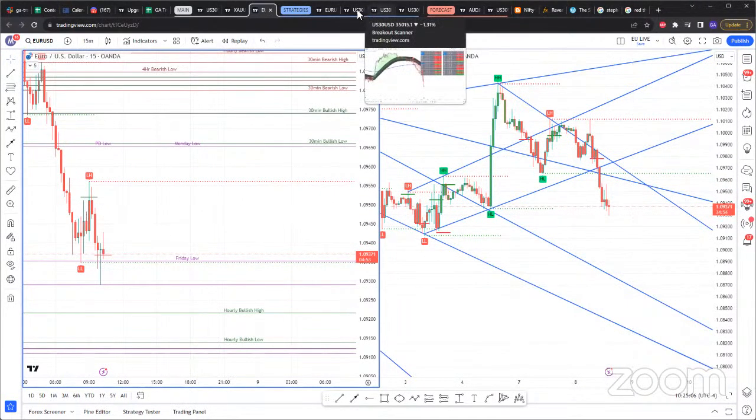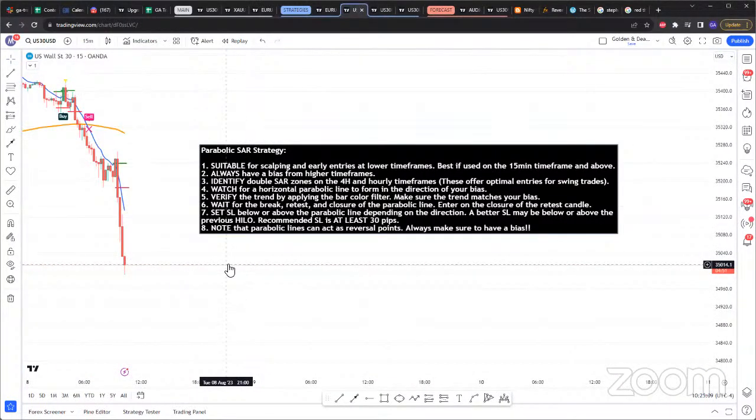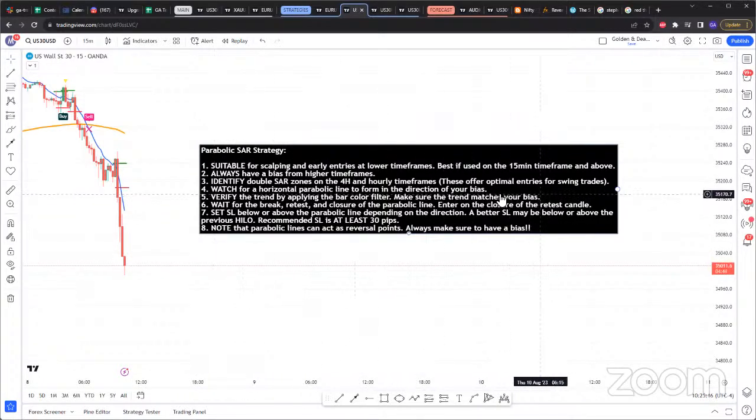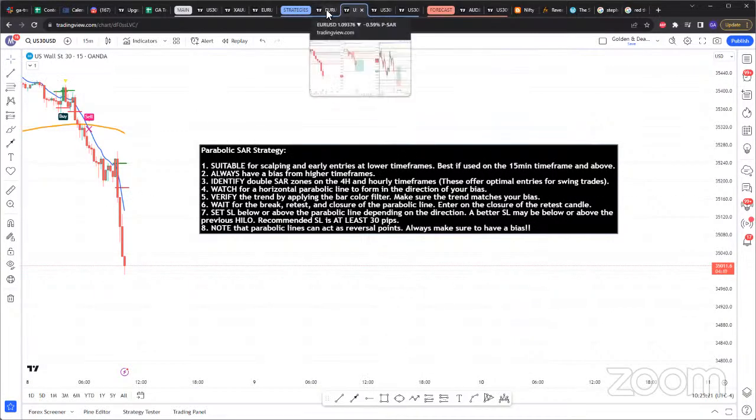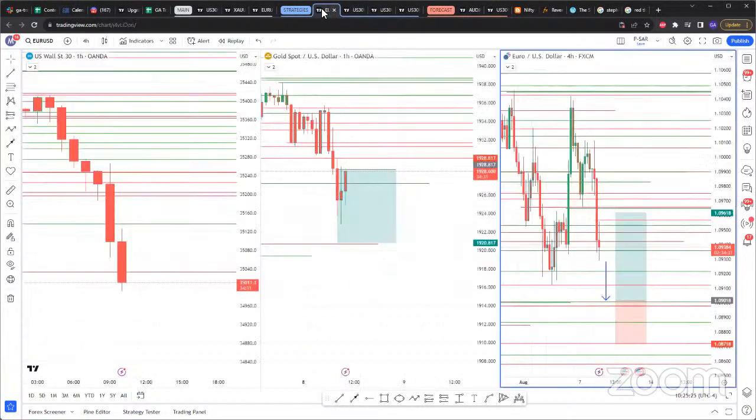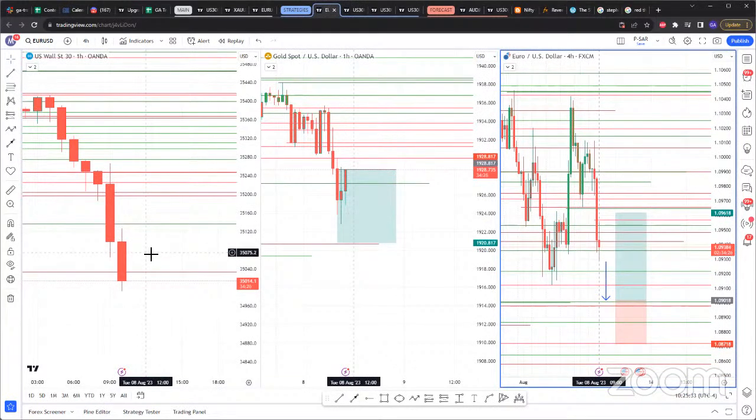But keep in mind, it's always best to wait for those two candles to close either above or below for the direction you're trading. Verify the trend by applying the bar color filter. Make sure that the trend matches your bias. So if you're looking to buy, make sure that the candle you're buying is green if you've applied the bar color filter. The red candles signify candles below the 9 EMA. The green candles signify candles above the 9 EMA.